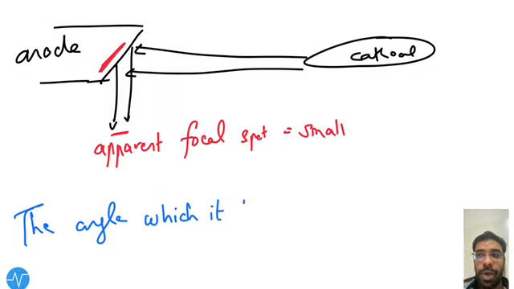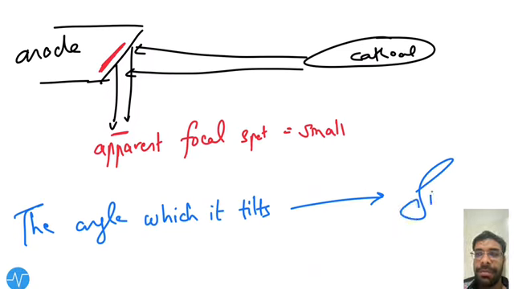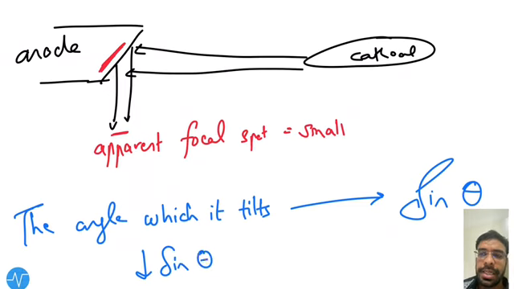Therefore, in the line focus principle, to achieve this we have to tilt the anode, and the angle by which it is tilted is given by sine theta. The smaller the sine theta, the smaller the apparent focal spot.